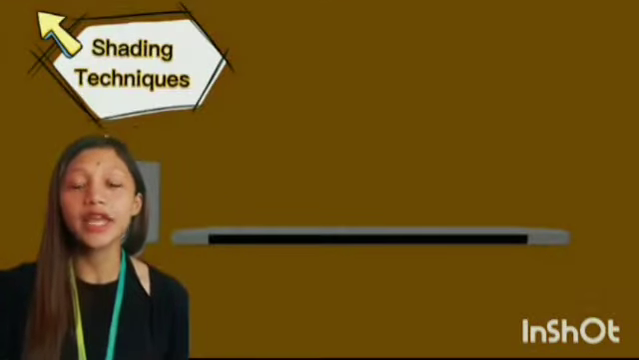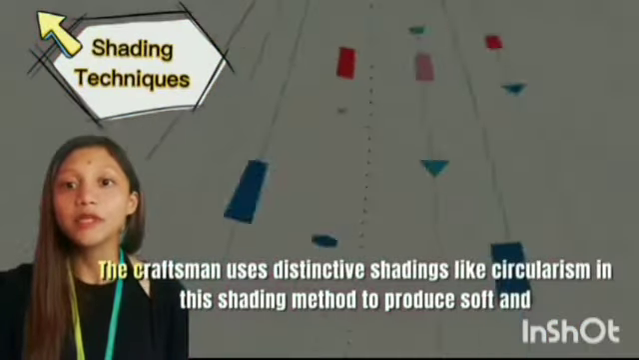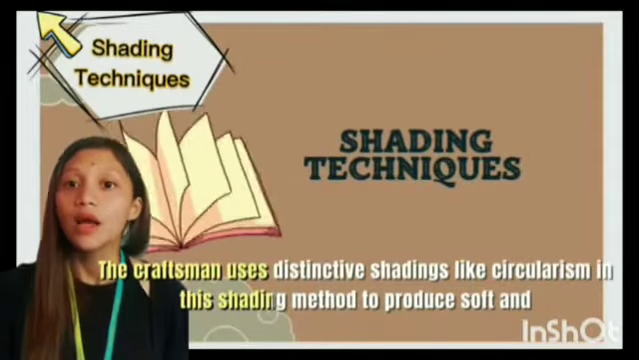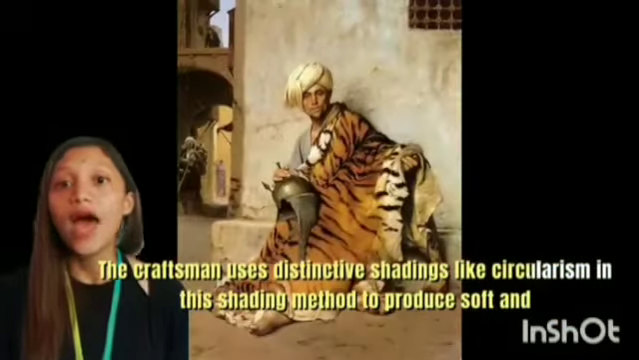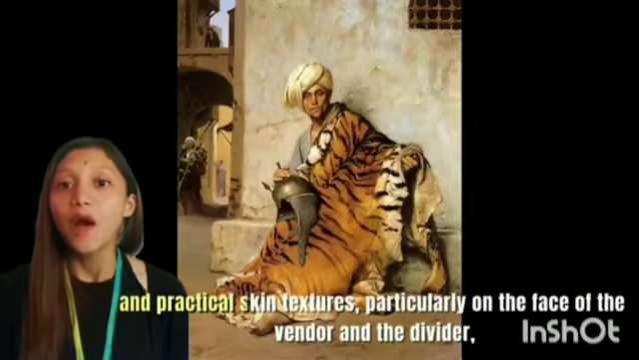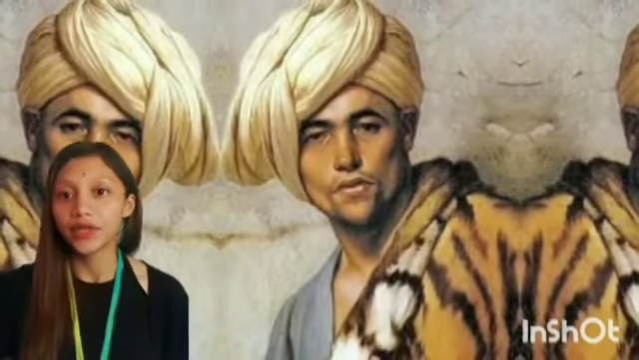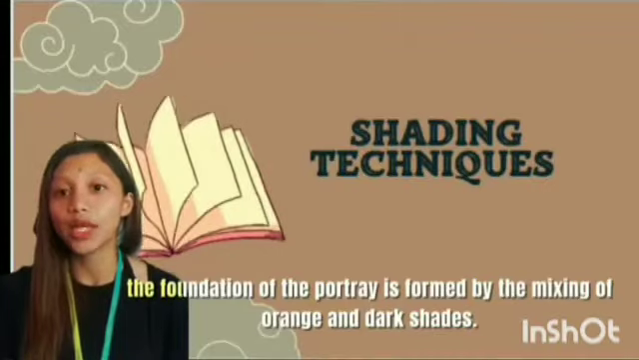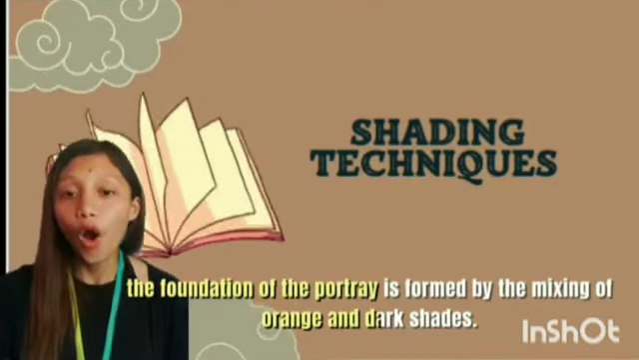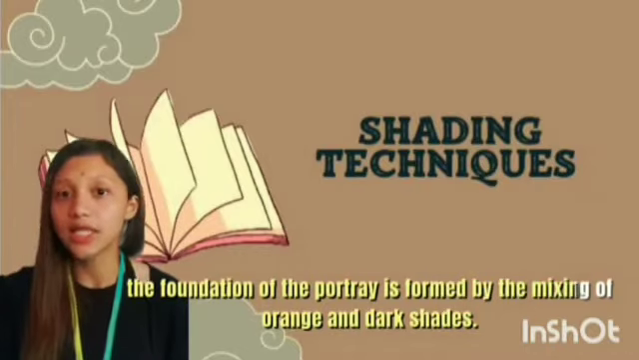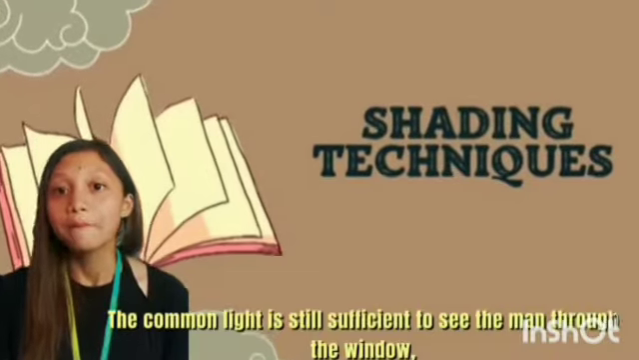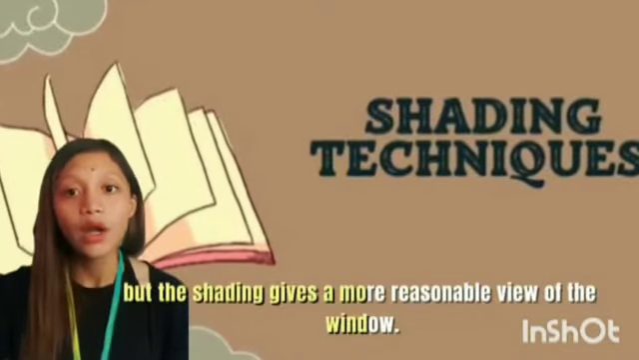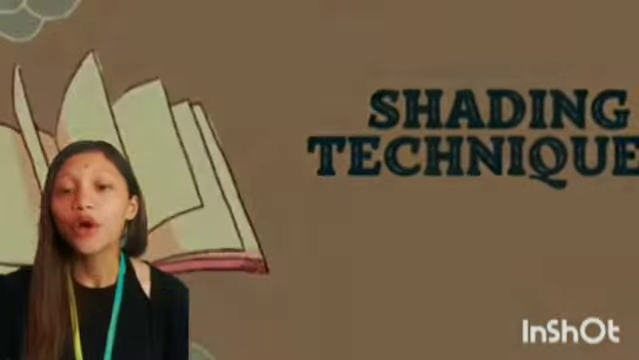So let's move on to the shading techniques. The craftsman uses distinctive circular shading method to produce soft and realistic skin textures, particularly on the face of the vendor and the divider. The background of the portrait is formed by a mixing of orange and dark shades. The light is still sufficient to see the man through the window, but the shading gives a more realistic view of the window.